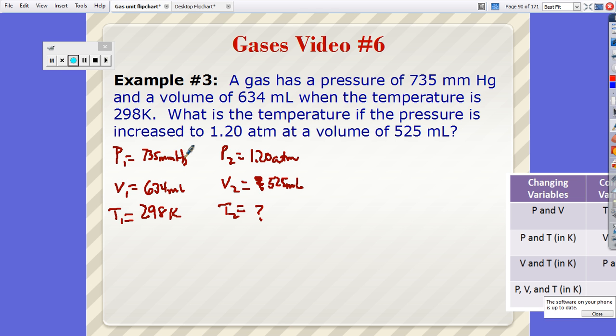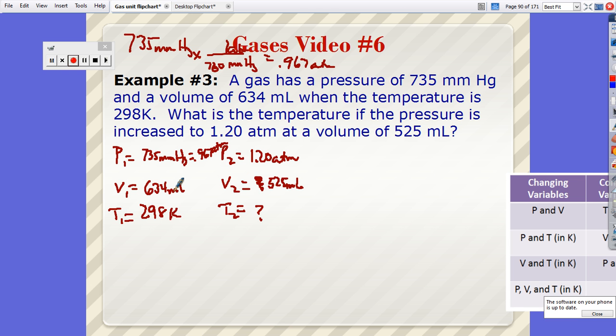Okay, 735 mmHg. Drop down the mmHg, ATM on the top, and it's 760 mmHg equals 1 ATM. So I get 0.967 ATM. Now my pressure units match. They're both in ATM and I can do the problem.